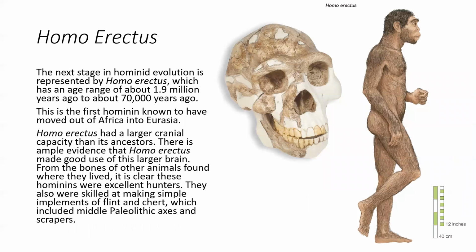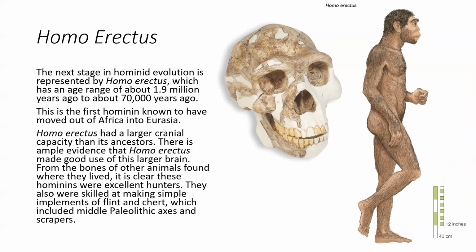The next stage in the hominid evolution is the organism that we call Homo erectus. This is the first organism that walked completely upright, hence the species name erectus. And it lived from 1.9 million years ago to about 70,000 years ago. This is the first hominin that we know to have moved out of Africa and into Eurasia. It has a larger cranial capacity than its ancestors, so it's getting even smarter. This is a trend we're seeing: larger brains, more intelligence.